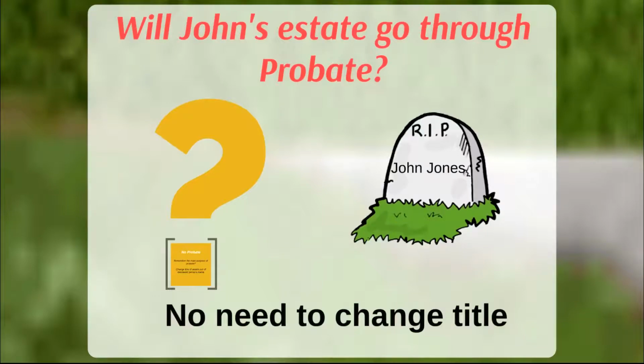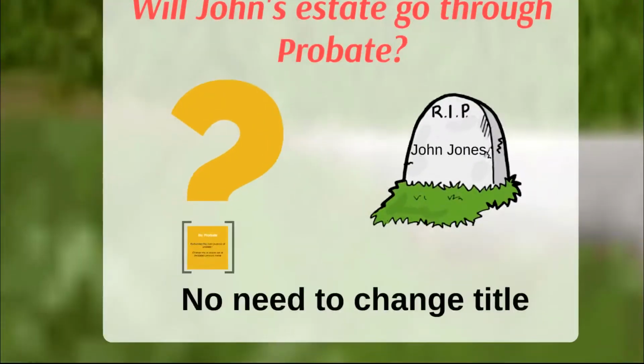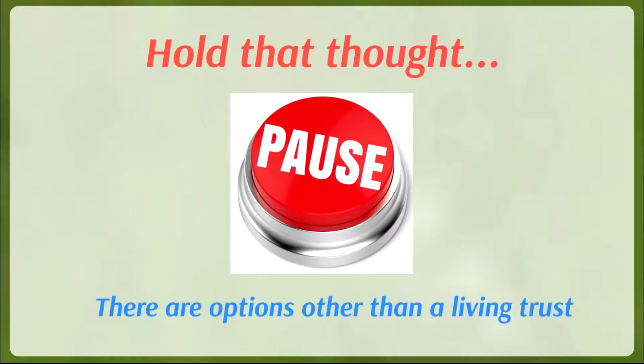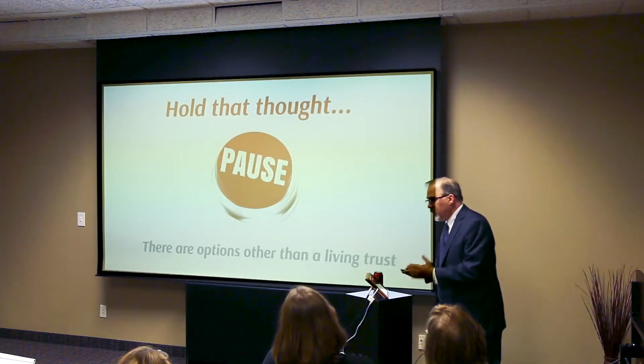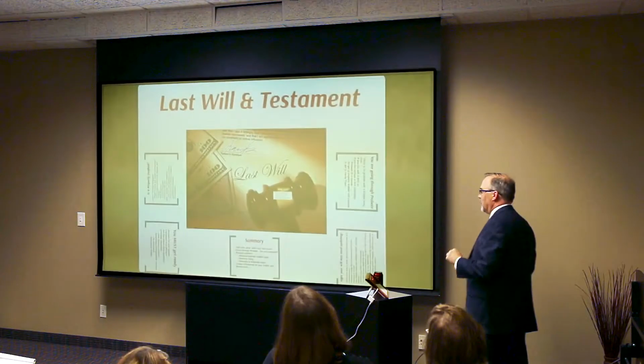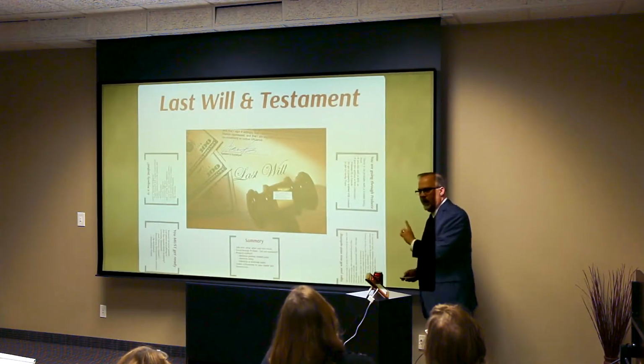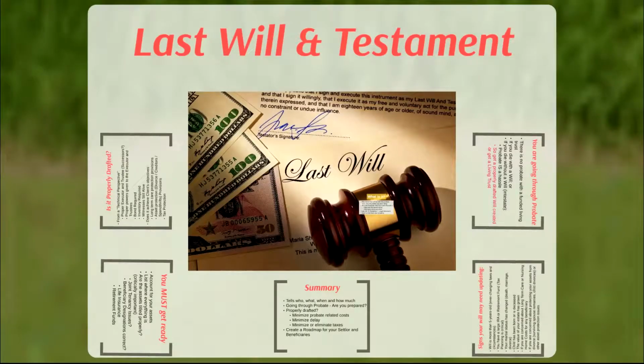So John's estate doesn't go into probate when he dies. There is no need to change the titles. So you're saying, why do this? Well, we're going to get back to that. Give me a second. We're going to look at the last will and testament alternative and then come back and see the problems that both the living trust and the last will, when well drafted, can solve.